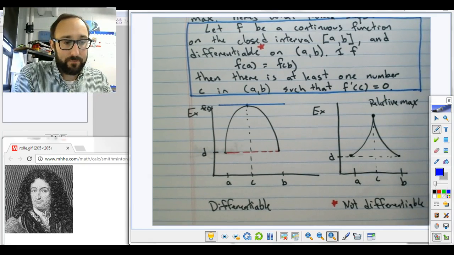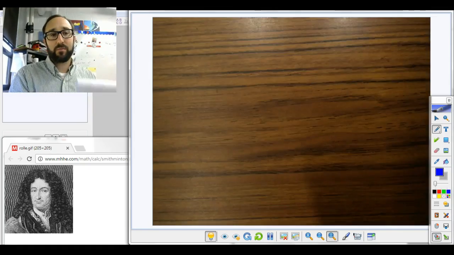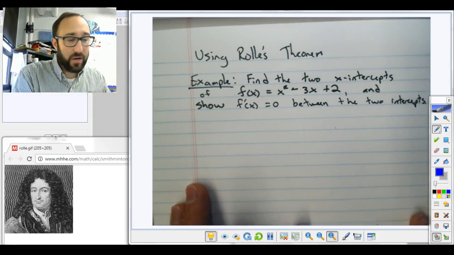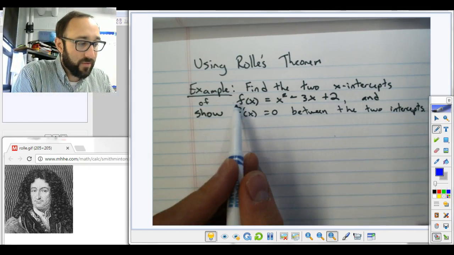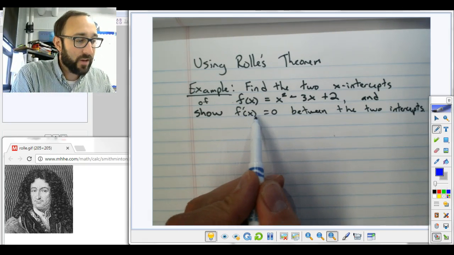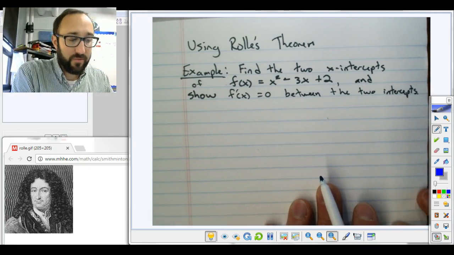It's actually not as strong a form as the mean value theorem, but we're going to start the mean value theorem by using Rolle's theorem. So here is an example. Find the two x-intercepts of f(x) equals x squared minus 3x plus 2, and show that f'(x) equals 0 is in between these two intercepts. That seems like a lot of stuff. Let's just break it down.